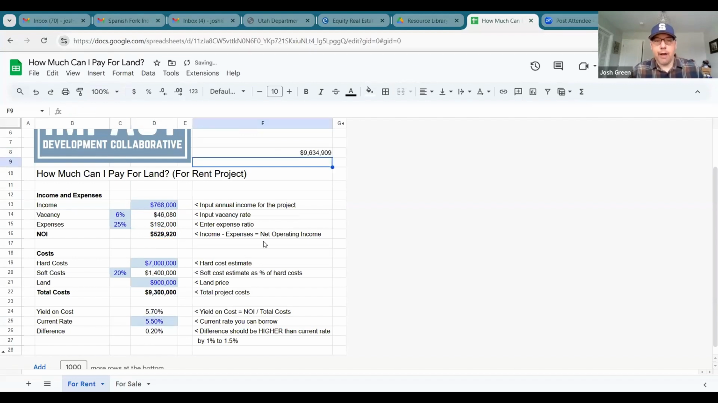Okay, so our value here, assuming a 5.5% cap rate, is $9.6 million. It's going to cost us $9.3 million to build it. There's a spread there. You want to come out of this thing with it being worth more than it costs to build.